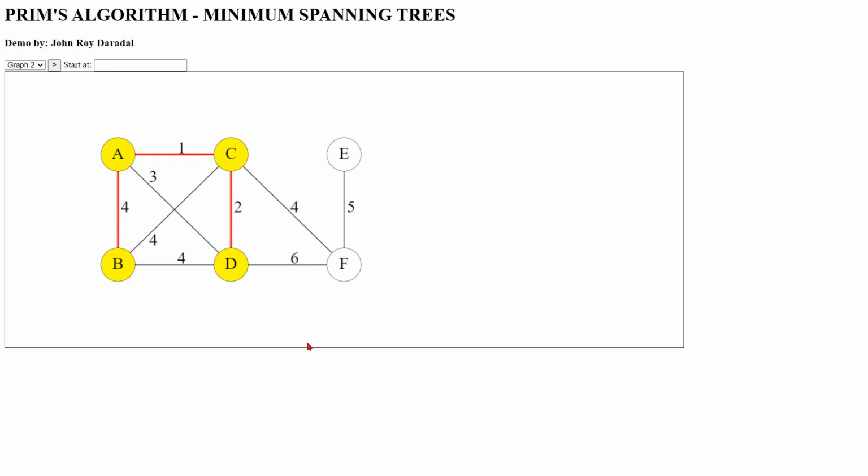Okay. So after that, there would be only 2 valid edges left, because A, B, C, D are all processed already. So AD and CB edges are no longer valid. So it's only CF and DF. So out of the 2, CF is the min weight edge. So we'll pick that, and then after that, it's only EF that's left. So we'll have to pick that one. Okay, so that is now your minimum spanning tree.